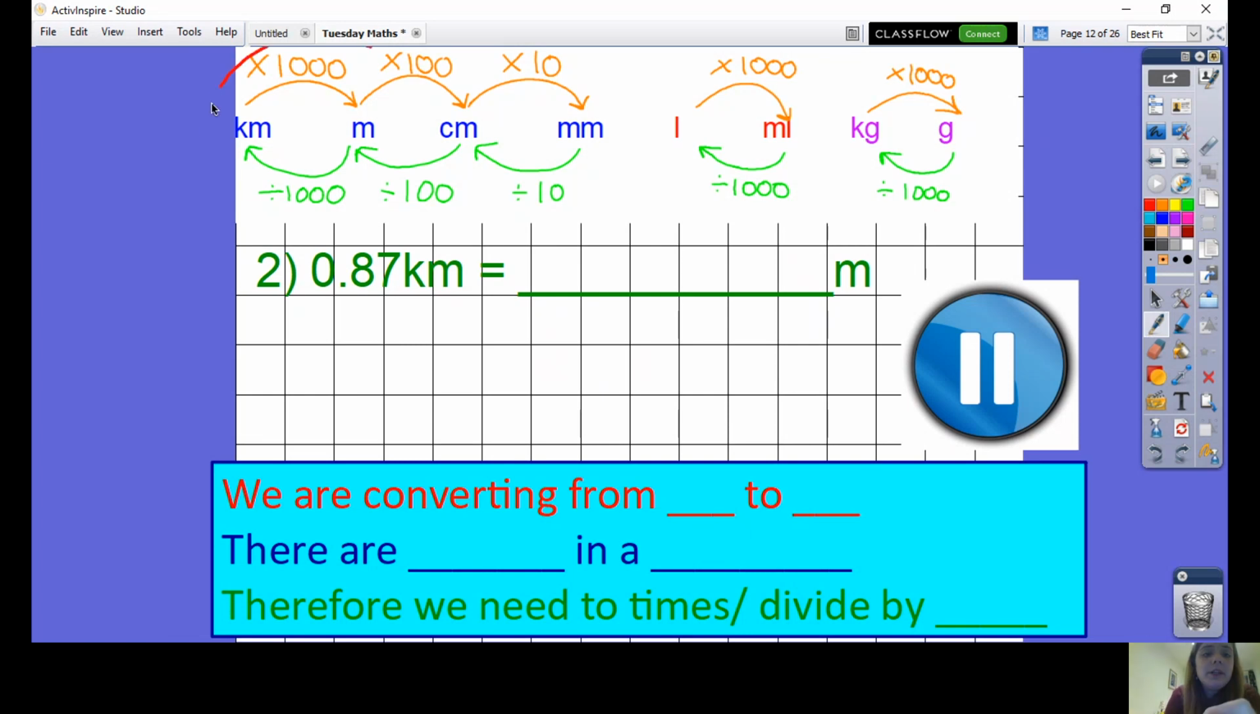Okay, this time I'm going to use this method up here. So I'm starting with kilometers, so my pen starts on kilometers and hops over to meters. That tells me I'm timesing by 1,000. So I'm going to do 0.87 multiplied by 1,000. Down, 1, 2, 3, 870. It's 870 meters.